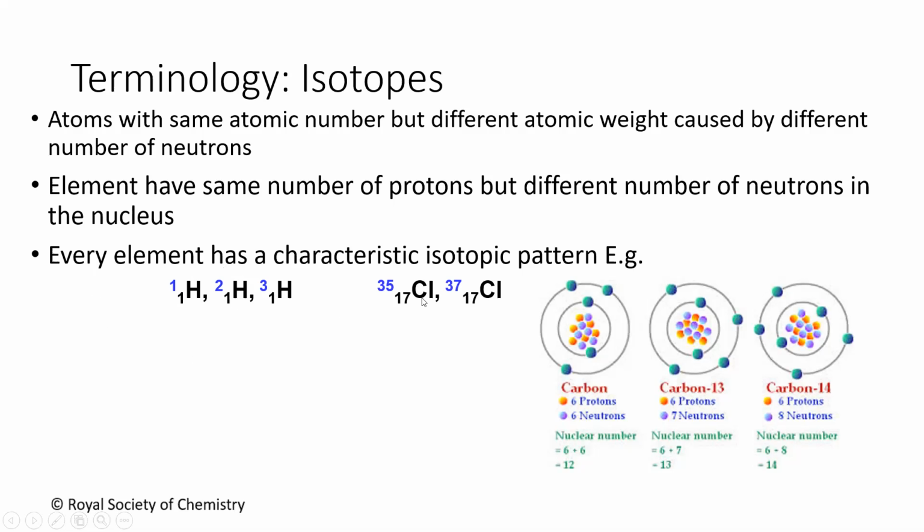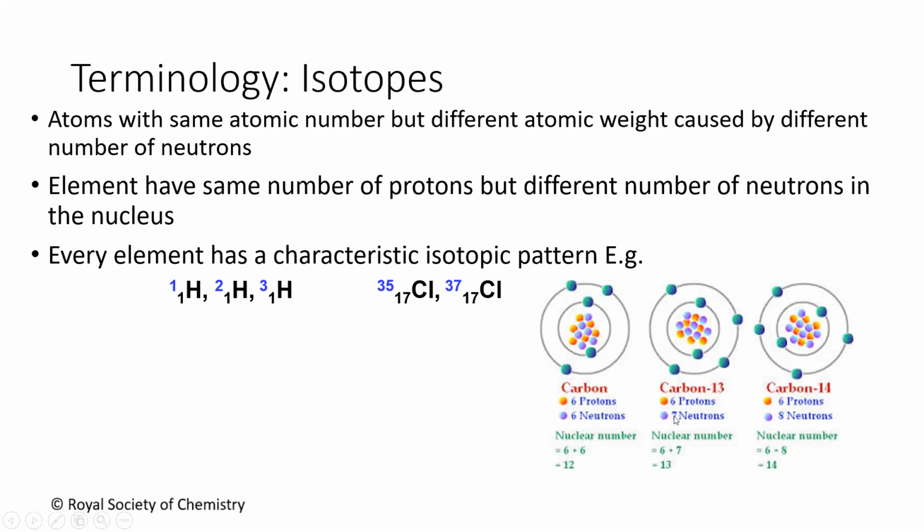Another common example is chlorine. The atomic number of chlorine is 17, meaning that chlorine has 17 protons. But alongside the protons, it also has neutrons. There are different numbers of neutrons. So you could have chlorine with 18 neutrons, and you have chlorine with 20 neutrons, and that gives rise to differences in their atomic weight. So you have chlorine 35, and you have another isotope, chlorine 37.